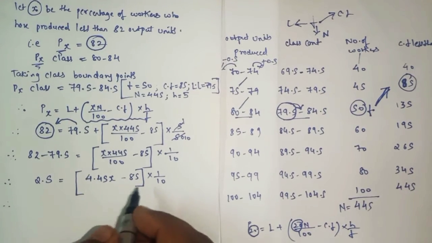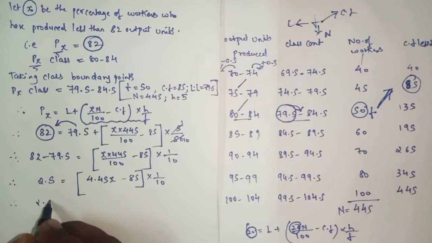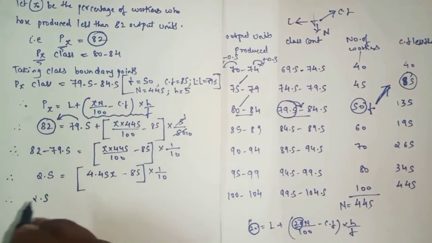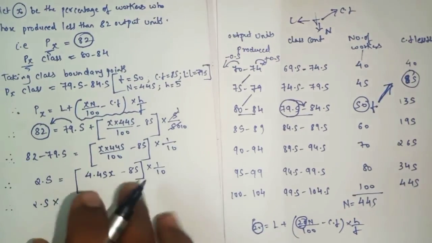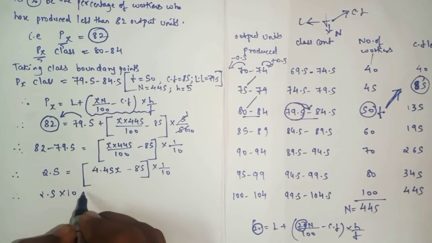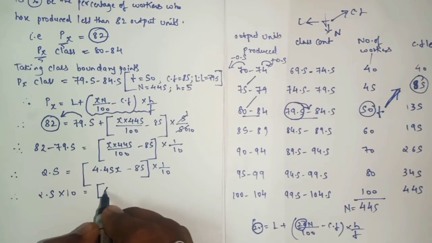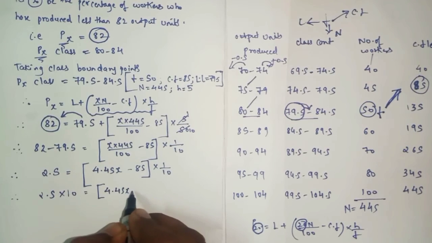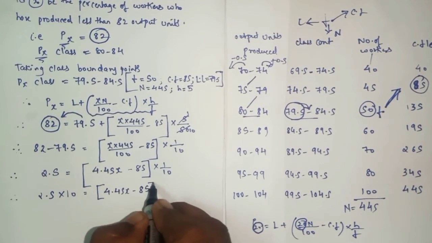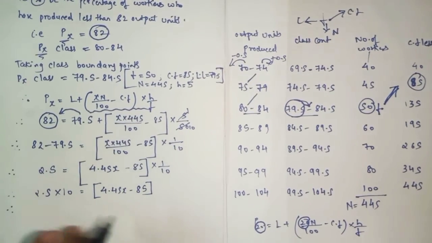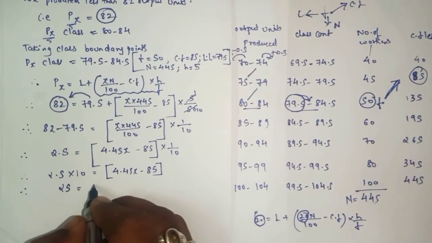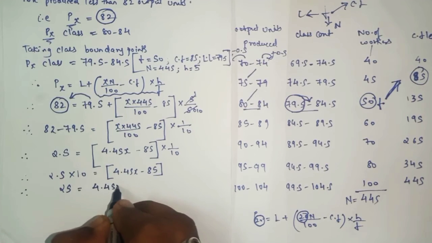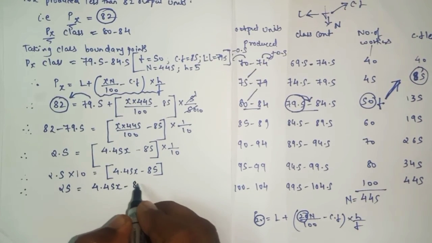After this, can I shift this 10 to the left-hand side? As it is in the denominator, it will go this side, so multiply by 10. So 2.5 into 10, here you will get 25, and you are left with 4.45X minus 85.